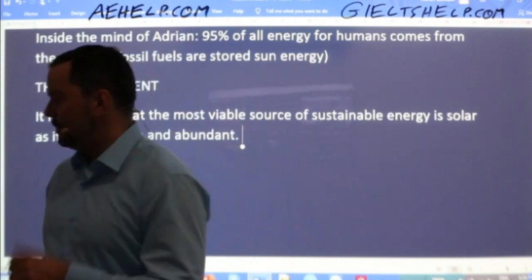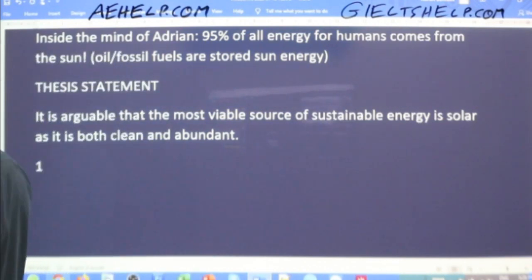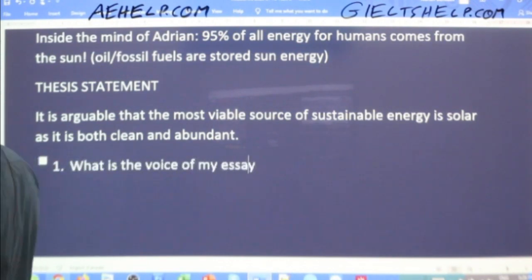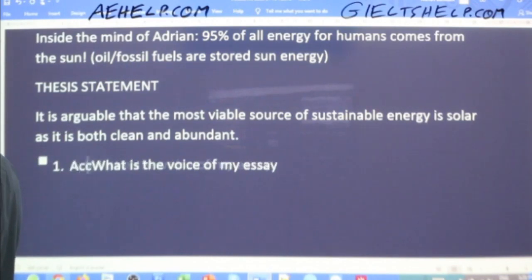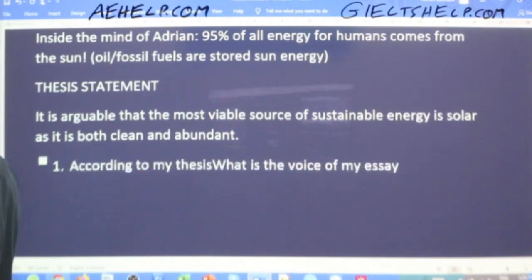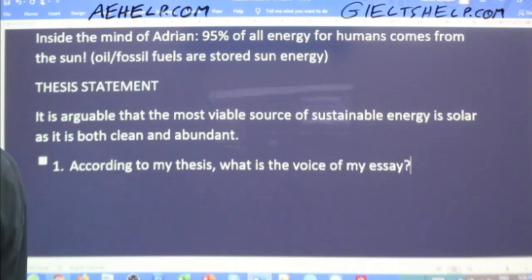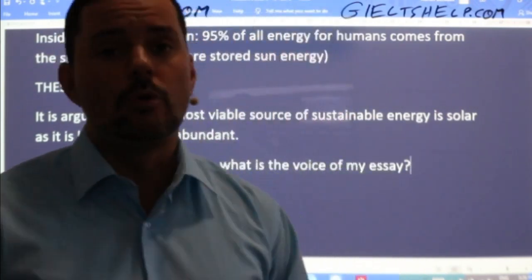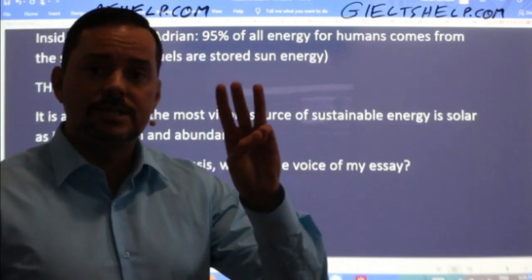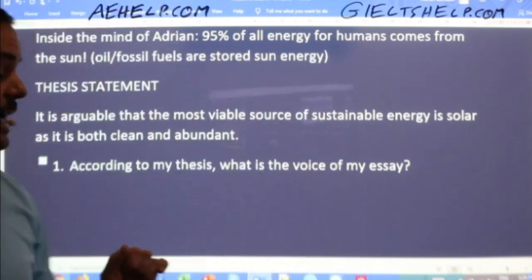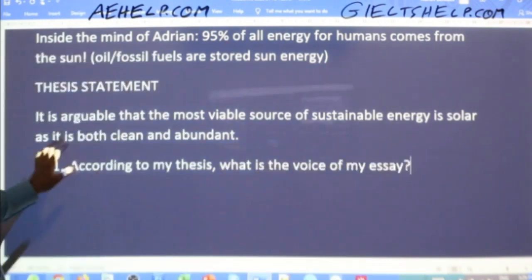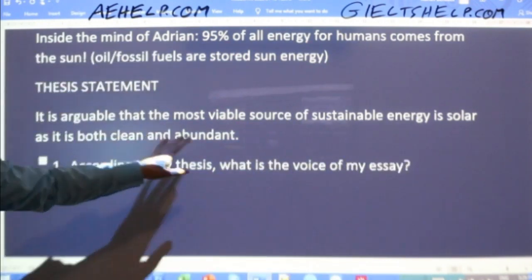All right, couple of questions. So here's question one. According to my thesis, what is the voice of my essay? And this is a little bit of advanced essay writing, but it's very important for students who want to get band 7 or more, okay? So in writing, there are three voices, first, second, third. And according to this thesis, it is arguable that the most viable source of sustainable energy is solar, as it is both clean and abundant. What's the voice of my essay?